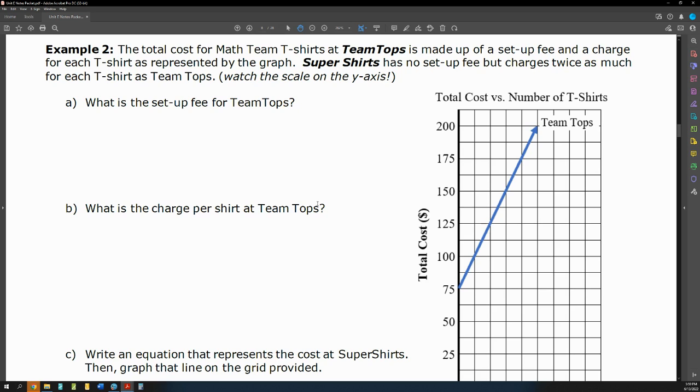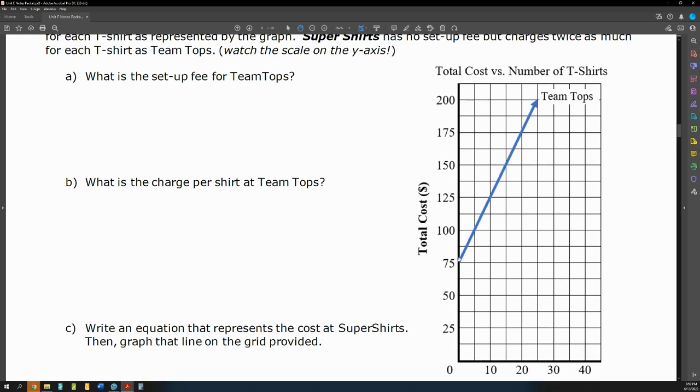So part A, what is the setup fee for Team Tops? So this is saying what's that flat rate you got to pay right at the beginning. Well, Team Tops is this blue line here. So right at the beginning, you have to pay our y-intercept, $75.